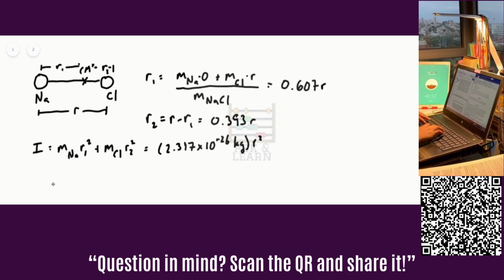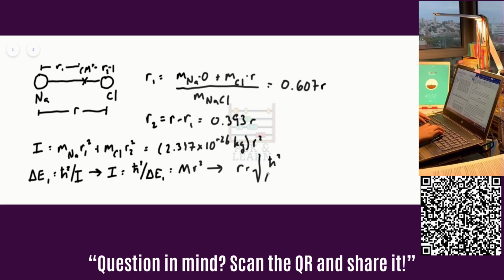And so now going back to what we had before, we have delta E1 equal to h bar squared over I. So I is h bar squared over delta E1, and this is some constant with units of mass times R squared. So then R is going to be the square root of h bar squared over this constant with units of mass times delta E1.